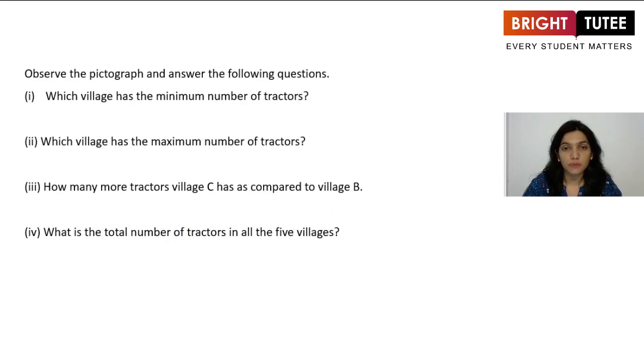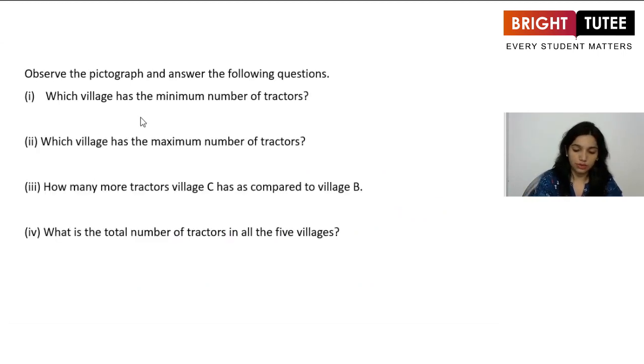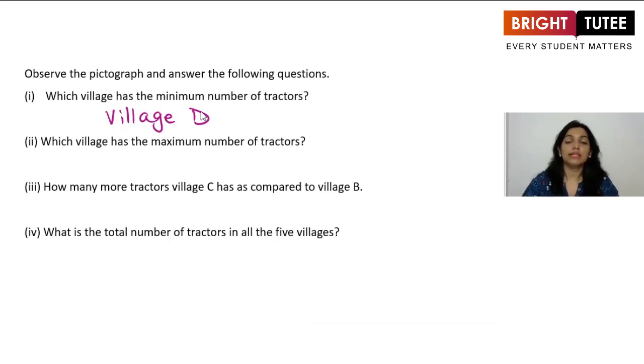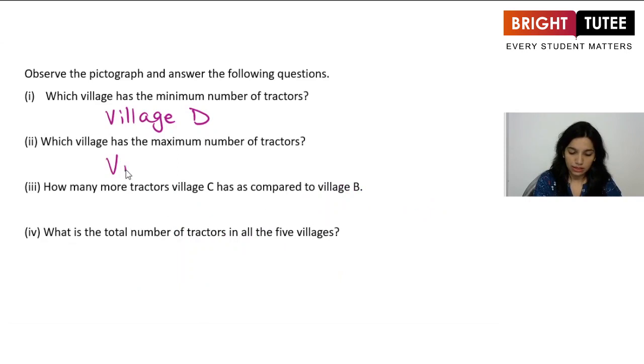It says observe the pictograph and answer the following questions. So the first question says, which village has got the minimum number of tractors? So which village do you think has got the minimum numbers? Clearly village D, because it has got just 3. So let us write it here, village D. The second question says, which village has got the maximum number of tractors? So clearly village C with 8 tractors is at the highest number. So village C.